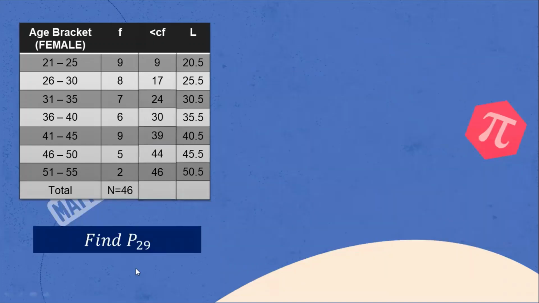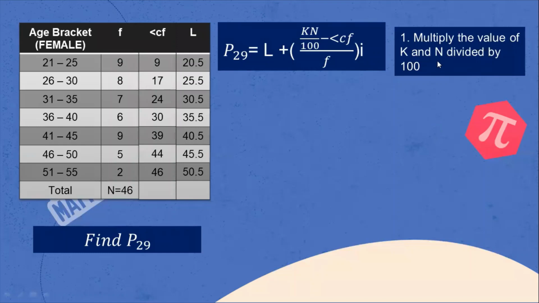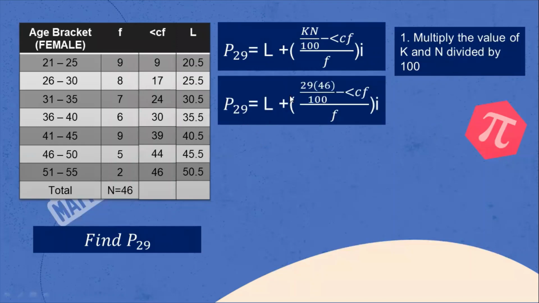Next example, we have find percentile 29. The formula: P sub 29 is equal to lower class boundary plus the quantity of k multiplied by n over 100 minus less than cumulative frequency over f, multiplied by i. Okay, first step, multiply the value of k and n divided by 100. The value for k is 29 because we have percentile 29. The value for n is 46. We multiply 29 times 46 divided by 100.